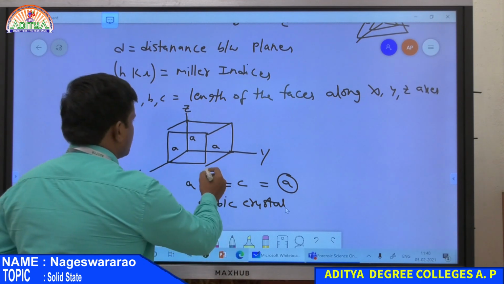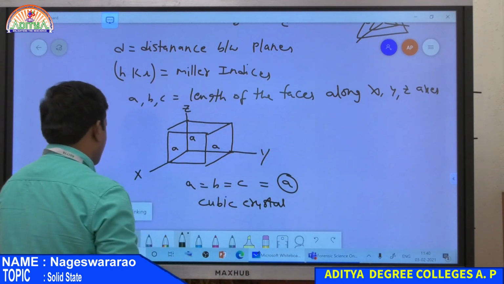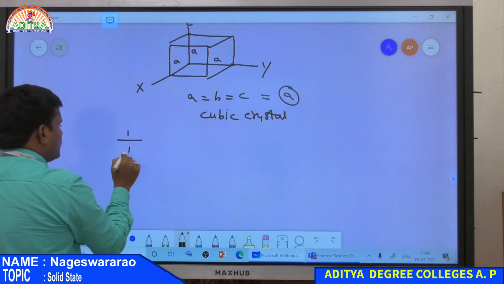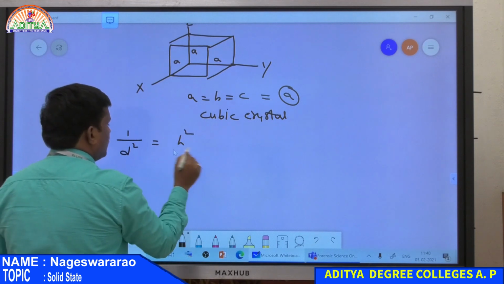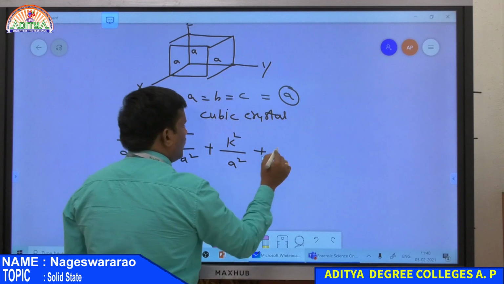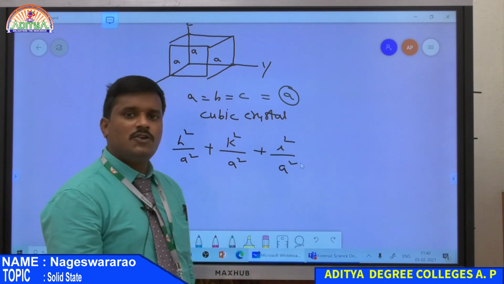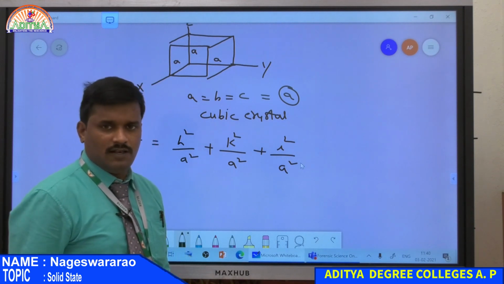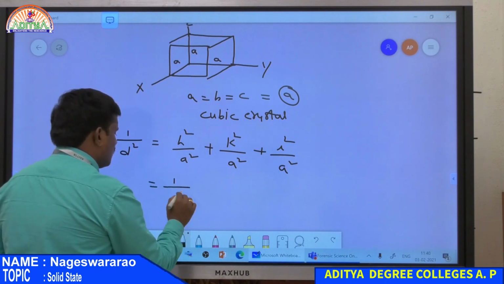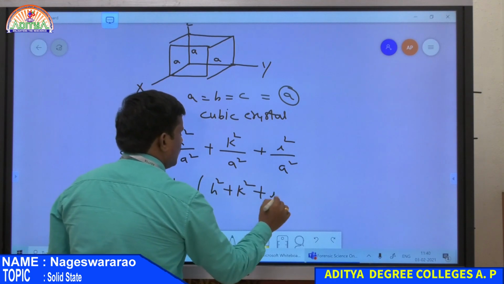So in this case, A, B, C are the lengths of the faces along the x, y, z axes, and finally the distance is given by 1 by d square is equal to h square by a square plus k square by a square and l square by a square, because A equal to B equal to C. For a cubic crystal, all the lengths are equal. So from this equation we get 1 by a square taken as common, then it is simply h square plus k square plus l square.